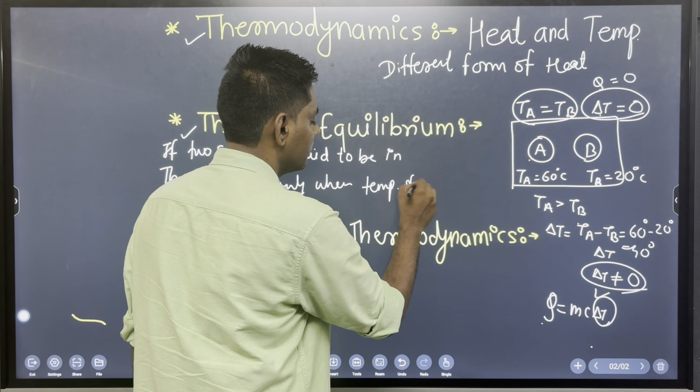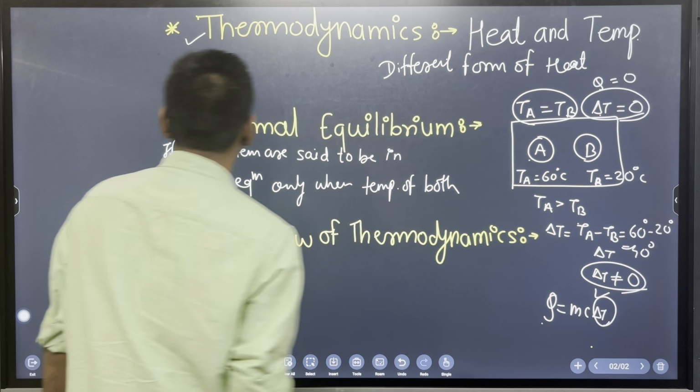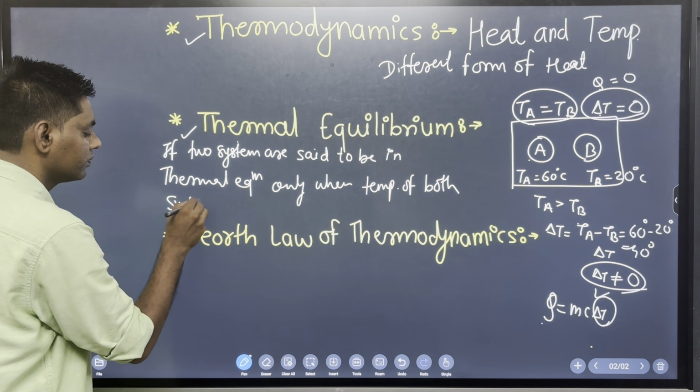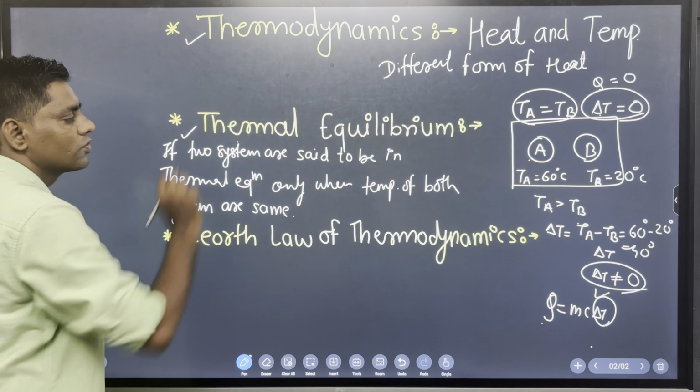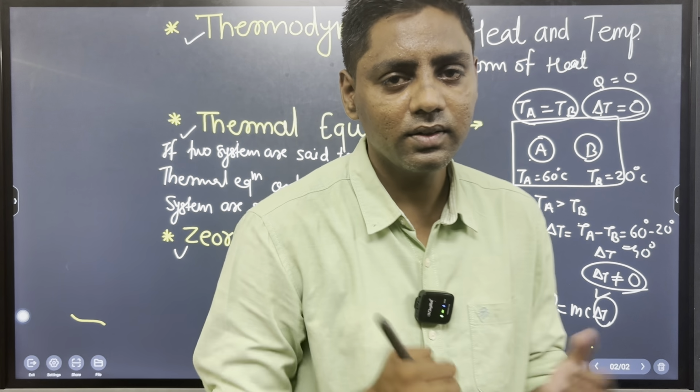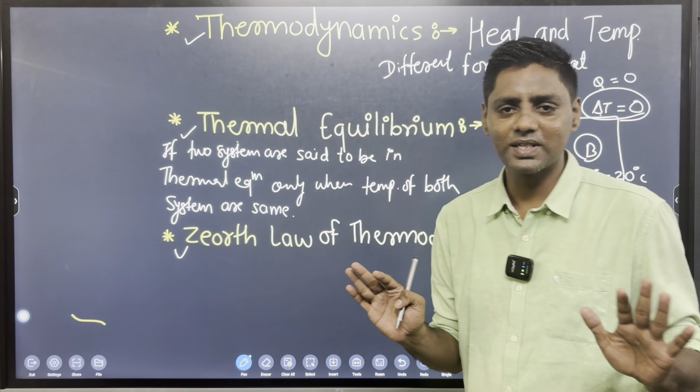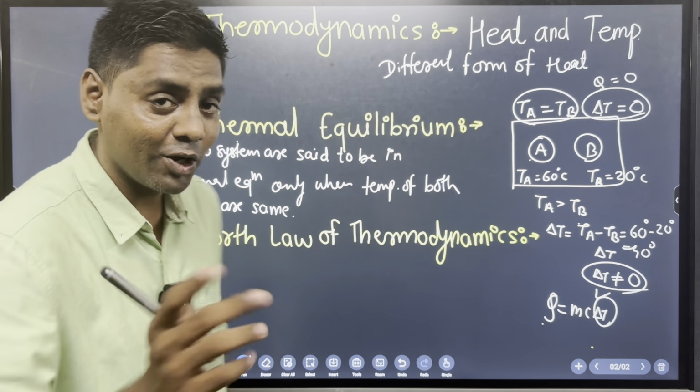Temperature of both systems are same. So we can say that both objects are in thermal equilibrium. Now it is a very simple concept. So remember the only three observations.